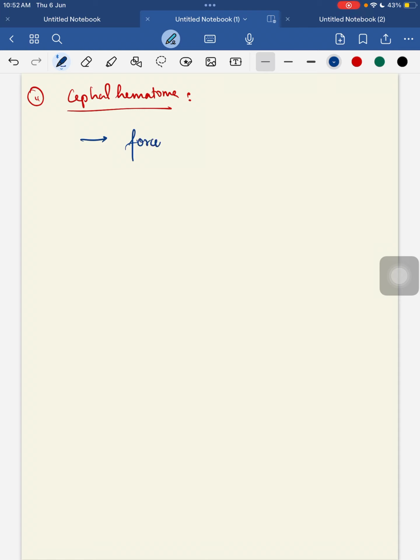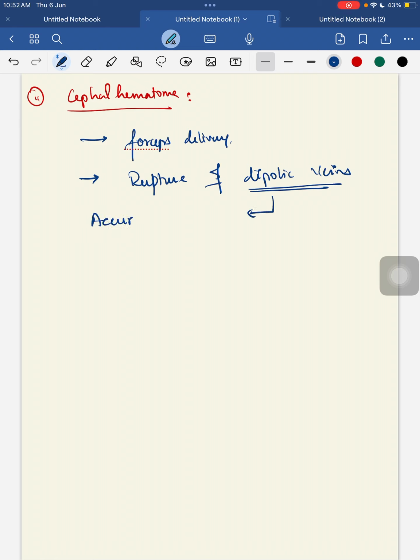Since it is in your subperiosteal plane, it will not cross the suture line. It is a very distinct swelling. Maximum size will be present about 12 to 24 hours after the birth.